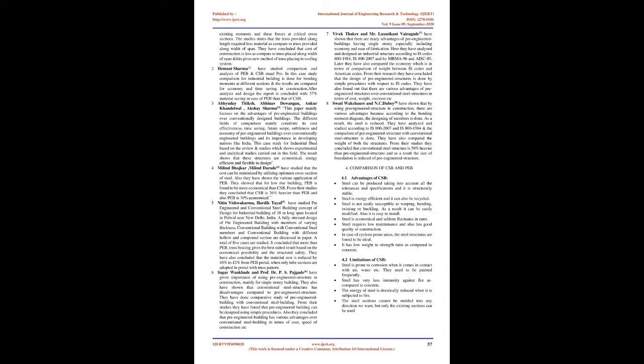3. Literature review. 1. Fathanger, Roshani Remha, and Dr. Wakor M.R. have studied the behavior of roof trusses and purlins for large spans for material saving and economy. They have designed and compared two trusses for internal forces, coexisting moments and shear forces at critical cross sections. The study states that the truss provided along length required less material as compared to truss provided along width of span. They have concluded that the cost of construction is less as compared to truss placed along width of span, and this gives a new method of truss placing in roofing system.